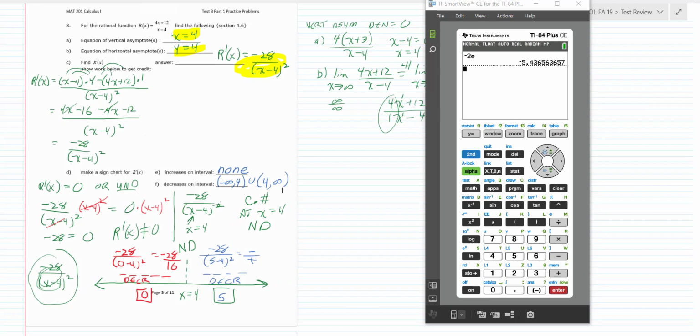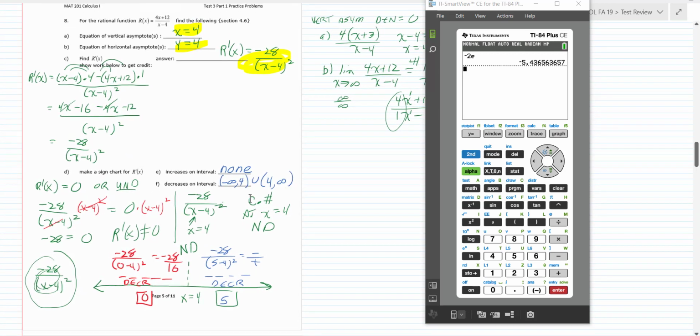I'm going to go way to the beginning here so I can see the original function. The original function is 4x plus 12. Notice I'm putting that in parentheses. You have to. General rule of thumb, if you graph a rational function, the numerator needs to be in parentheses and so does the denominator. It doesn't always have to be, but it's a safe rule of thumb. You have to make sure it follows the correct order of operations.